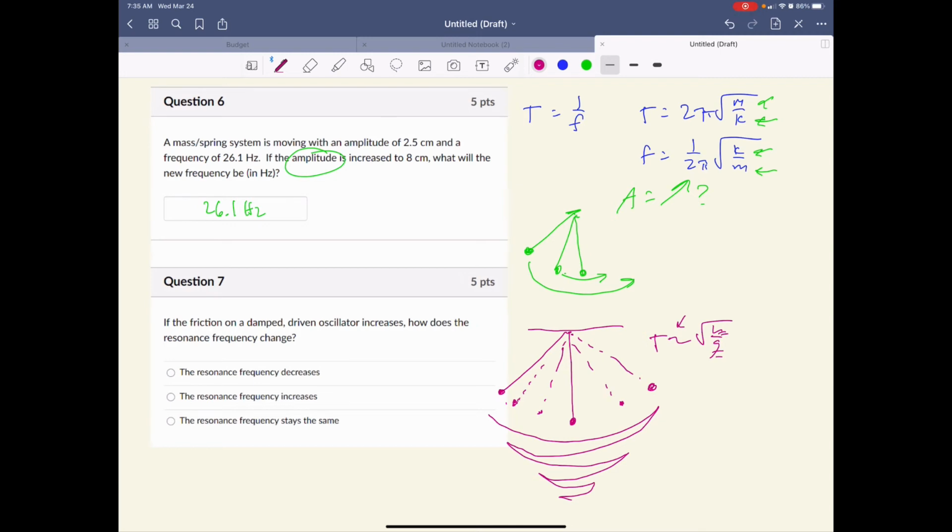So does this damped oscillation have any effect at all on the period? No. And if there's no effect on the period, that means there's no effect on the frequency. So that's how you want to think about it.